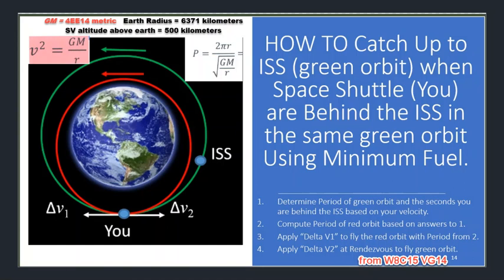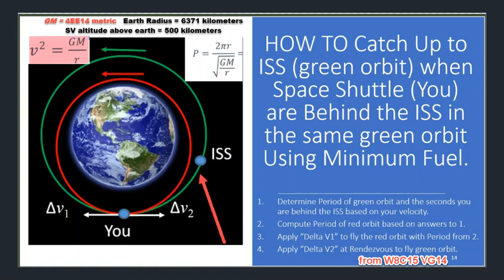Here is an example problem you can play with from week 8, class 15. I think it's slide 14. What we have is a space vehicle. You're in a space vehicle here in the green orbit, and the space station is also in the orbit. You are 500 kilometers behind it trying to catch up to it. That's basically the problem, using a minimum fuel approach.